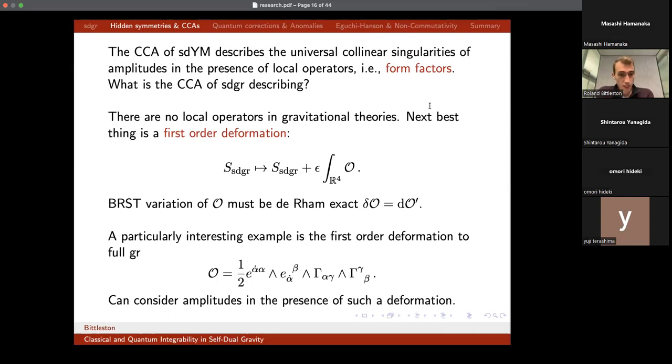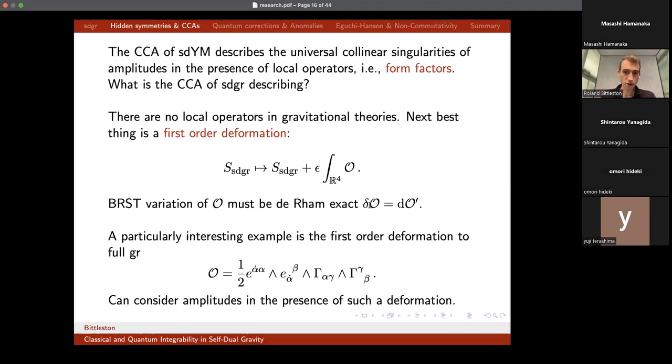But there's a very closely related notion, which is a first order deformation. A first order deformation is, instead of inserting a local operator evaluated at some point x, I'm going to insert the integral of a local operator. And this saves us in gravity because it's no longer necessary for this object to actually be BRST invariant, by which I mean diffeomorphism invariant. It just needs to be BRST invariant modulo Durand exact things.